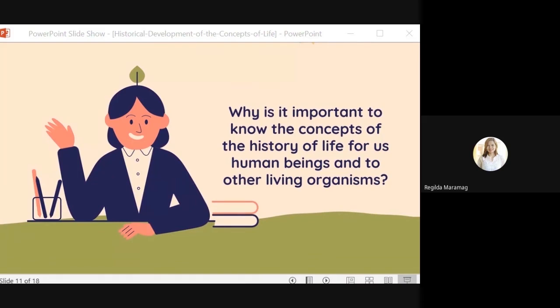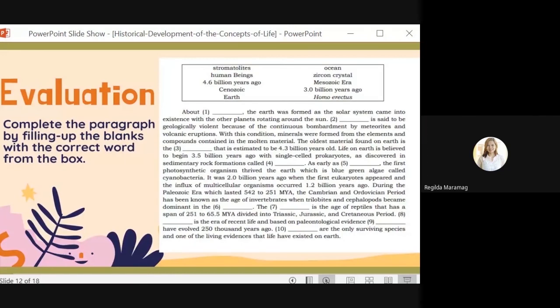We will now have the evaluation, grade 12. So this will be your quiz. So the direction is complete the paragraph by filling up the blanks with the correct word from the box. So you write your answer on a sheet of paper, then send it in the Google Drive. So you may now start answering.